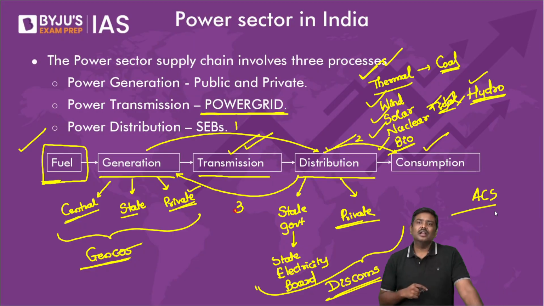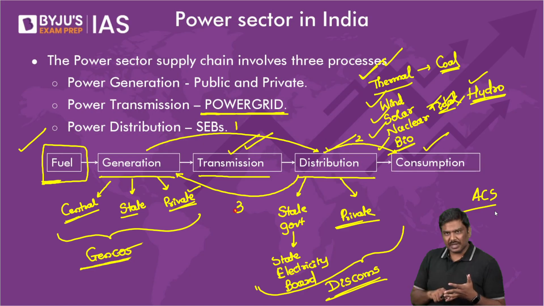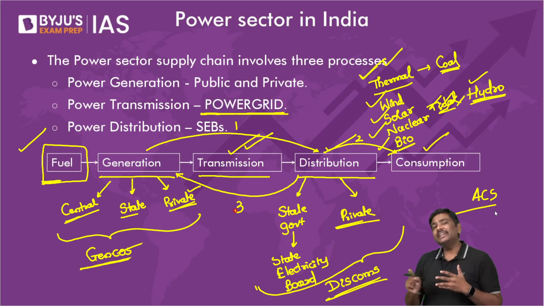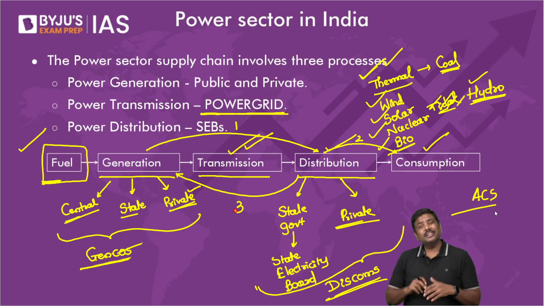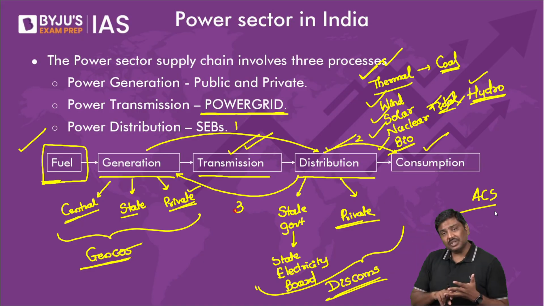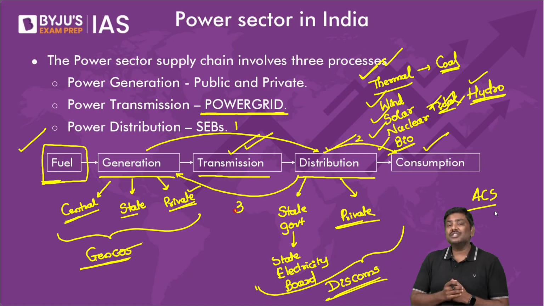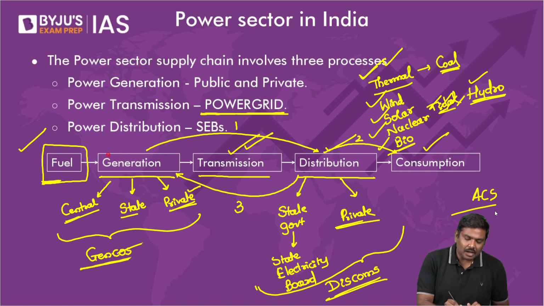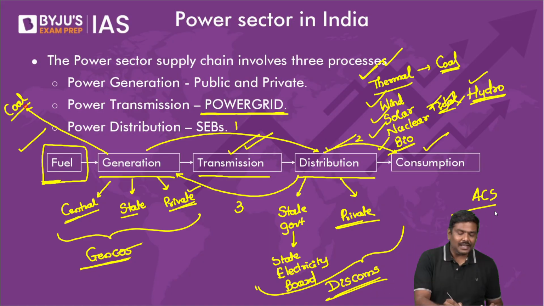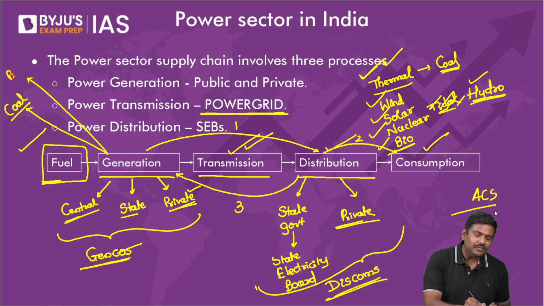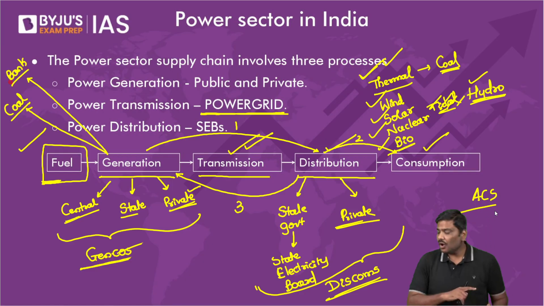Now think of it. If the distribution company incurs losses because of higher ACS, higher AT&C, will they default on the payment to the generation company? Possible or not? Will they delay or default the payment to the generation company? And when they delay or default payment to the generation company, will the generation company default or delay payment to the coal supplier? Can this happen? Can the generation company delay or default on the loans that they have taken from the banking sector? Yes, all of this is possible.